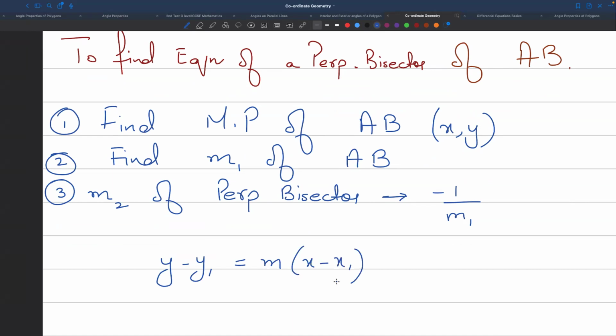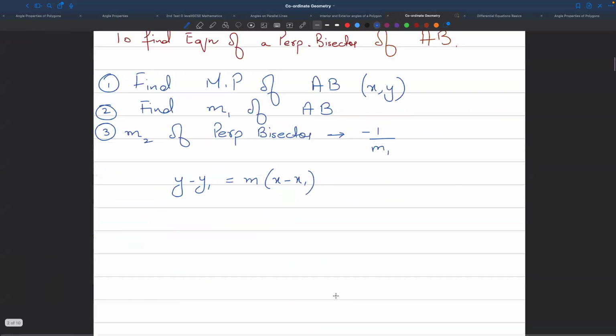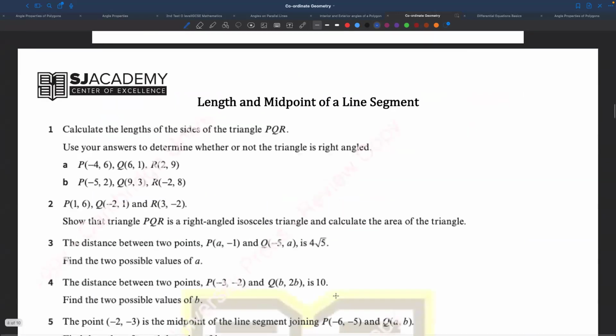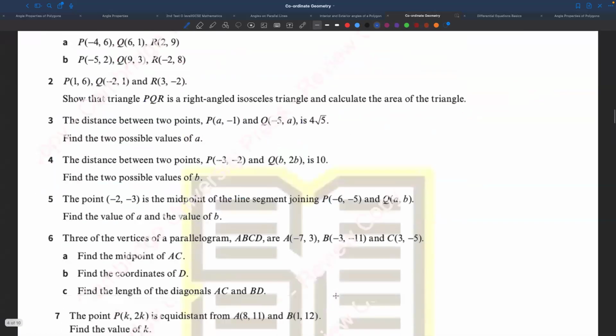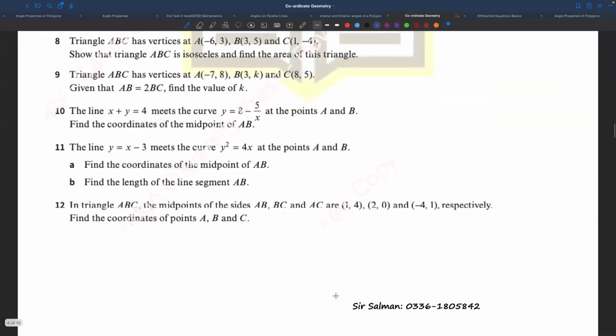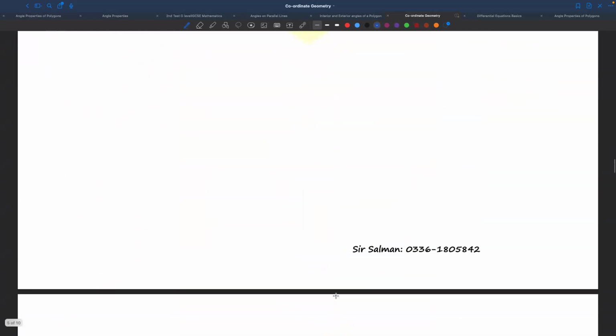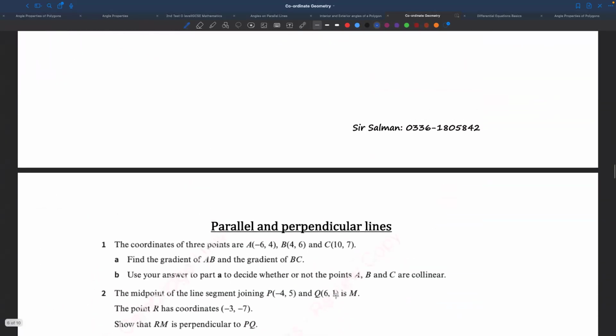I will show you an example, but let's go to the questions. Hopefully that will be enough for you to understand. Okay, I will straight go on to the main questions.